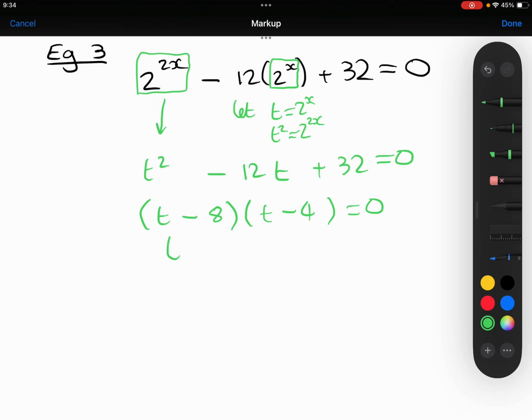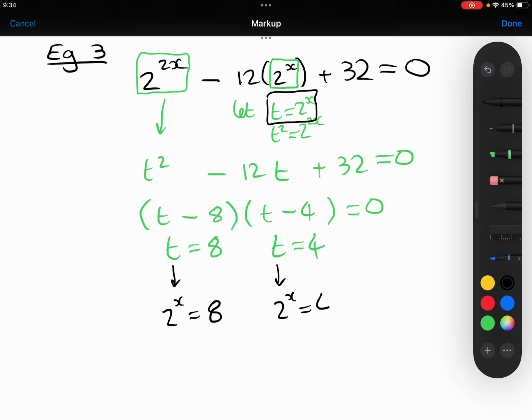And I find that either t is 8 or t is 4. But I don't want to work out t, I want to actually work out what x is. So remember, what is t the same as? It's 2 to the power x. So 2 to the power x is equal to 8, or 2 to the power of x is equal to 4.